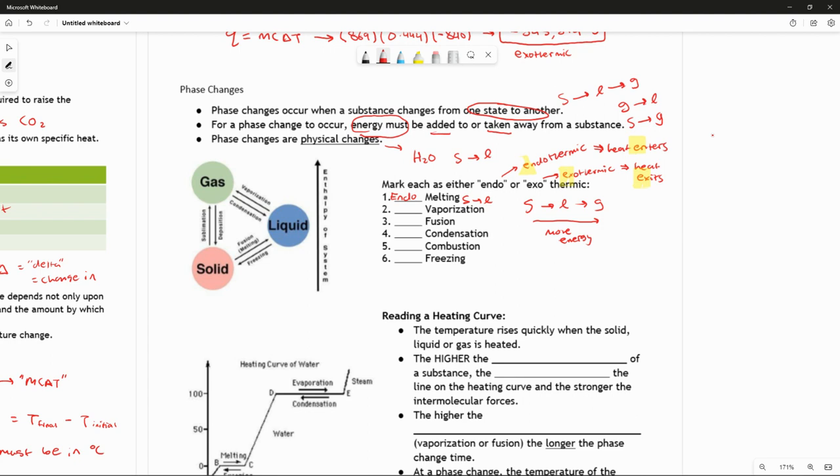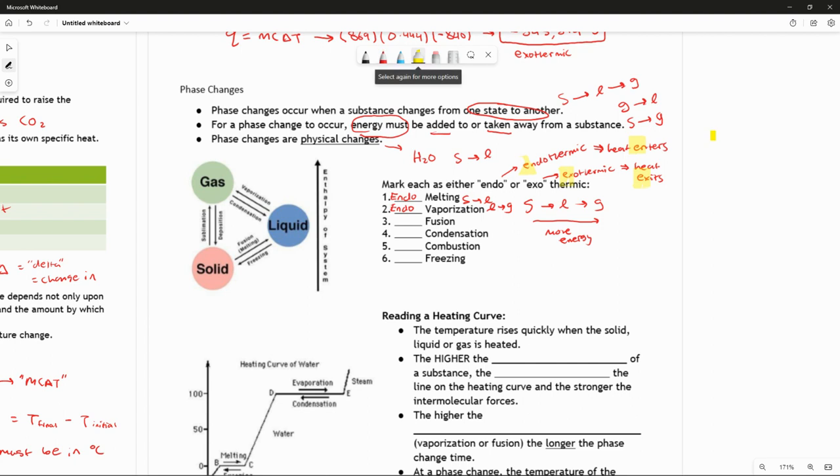Vaporization. Vaporization is a process from liquid to gas. As I've said, the higher up you are in the phase, the more energy you have. If you're going from a liquid to a gas, are you gaining energy or losing energy? Yep, you're gaining energy. It is endothermic.